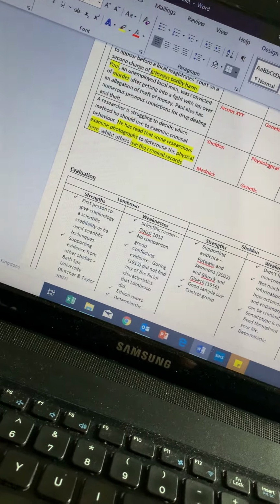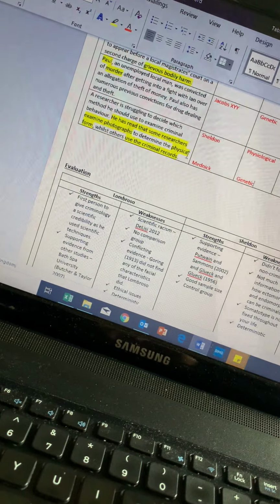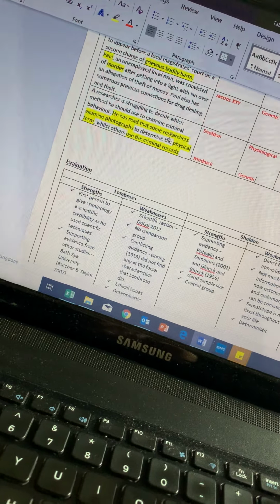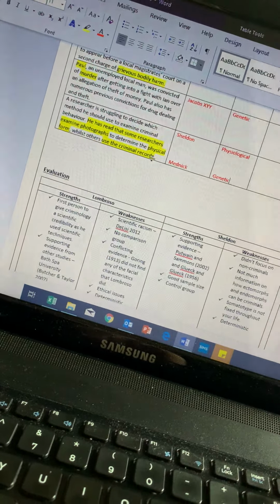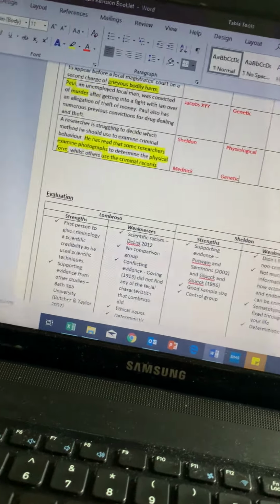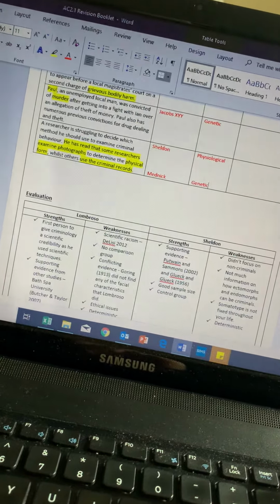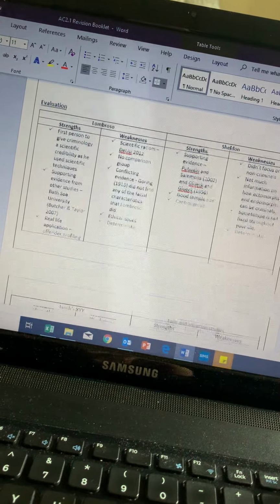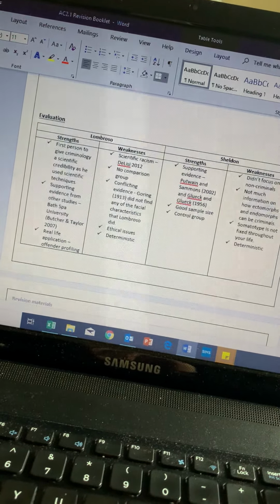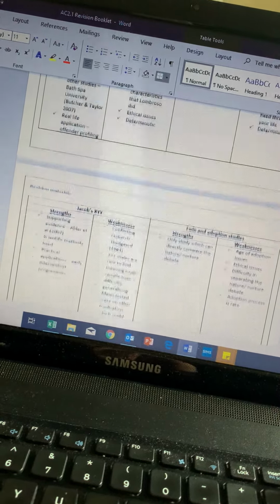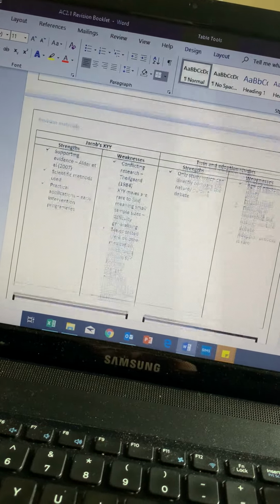So again, the branches, physiological and genetic. So Sheldon would be the photograph and physical form, and criminal records, that would be Mednick because he obviously looked at that during his adoption studies. Again, basic strengths and weaknesses there. They are not everything you need. You will need to back them up. You will need to explain them fully, so do not just rely on these.